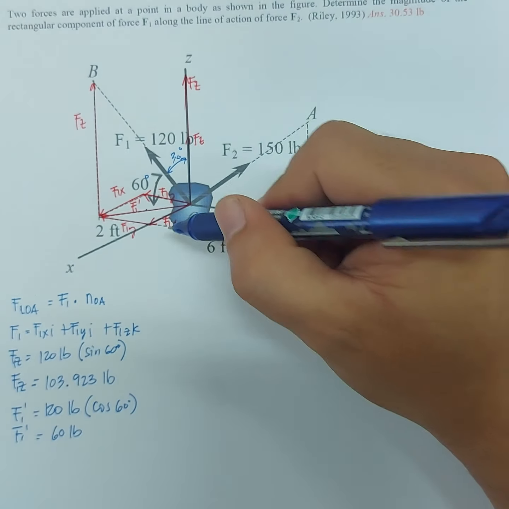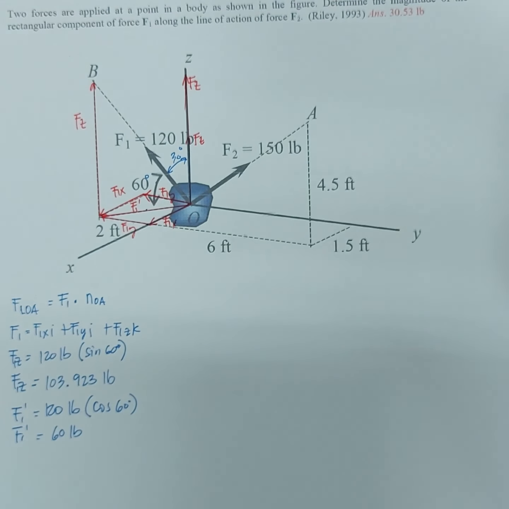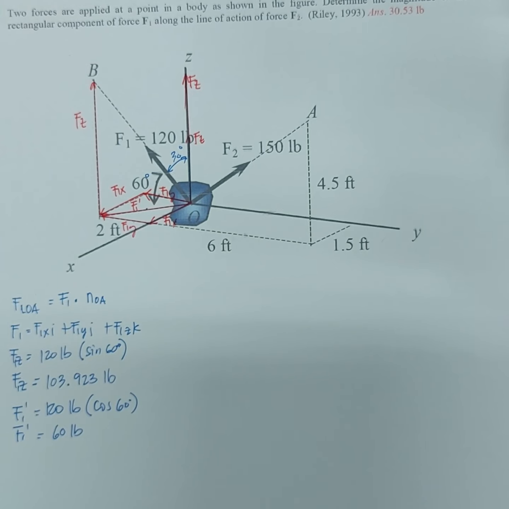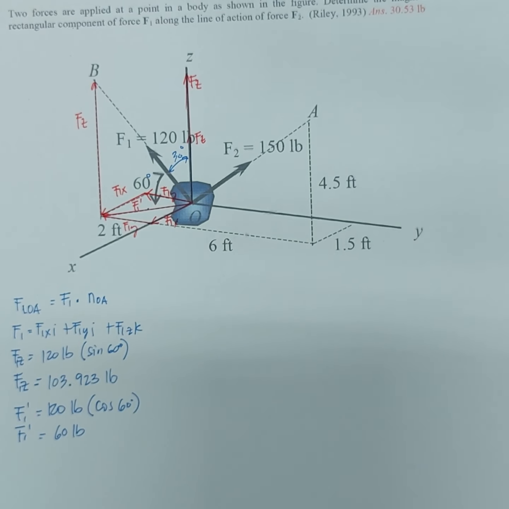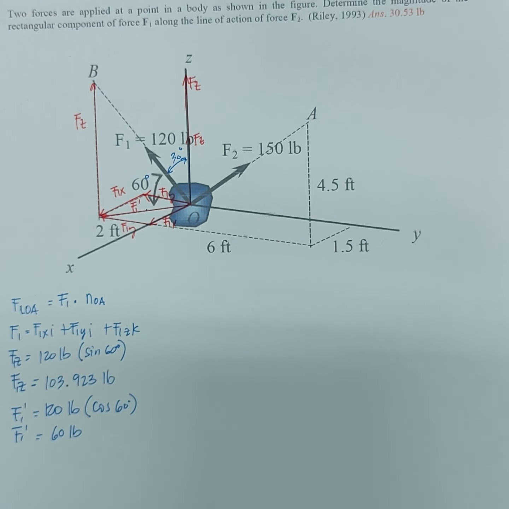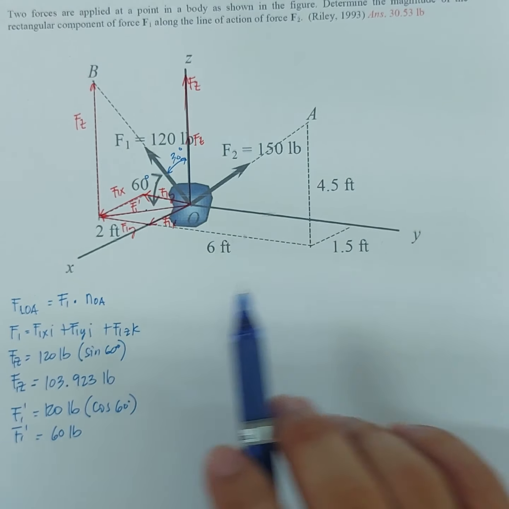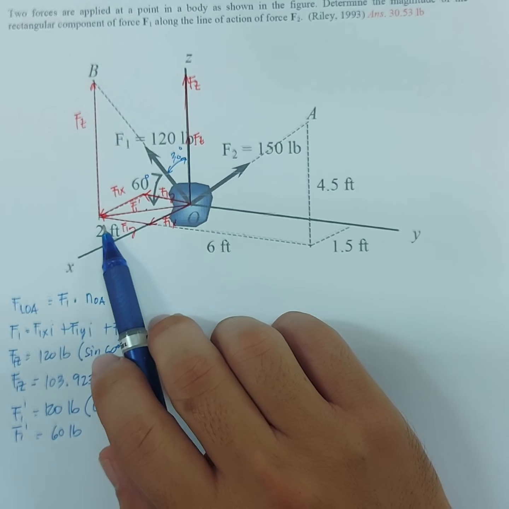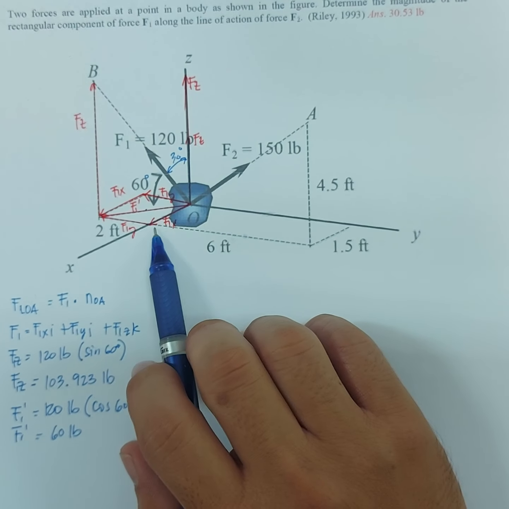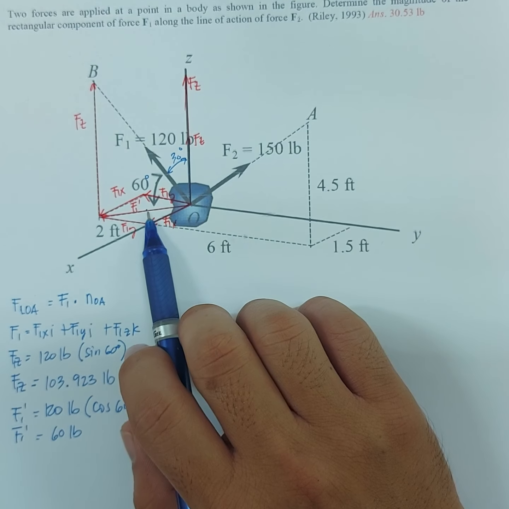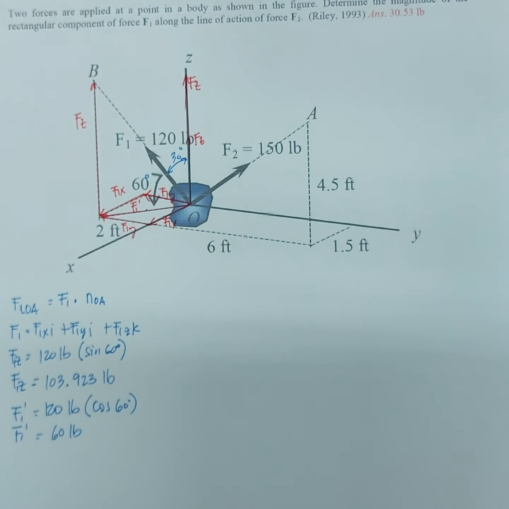So how do you solve for F1x and how do you solve for F1y in this case? Okay, first we need to solve for the length of the diagonal. So 2 feet ito, 1.5 feet. Solve natin yung length ng diagonal by Pythagorean theorem.